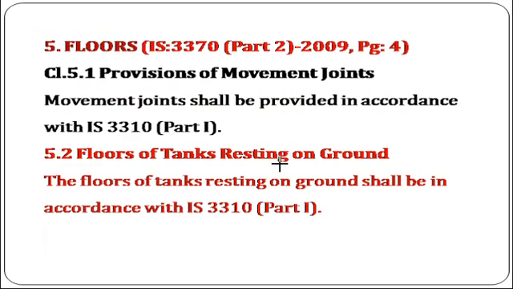Then the next clause that today we are going to see is clause number 5, for the floor in case of the water tank, and this clause is included in IS 3370 Part 2 on page number 4. So this clause says, clause number 5.1, provision of movement joint. Movement joints shall be provided in accordance with IS 3370 Part 1.